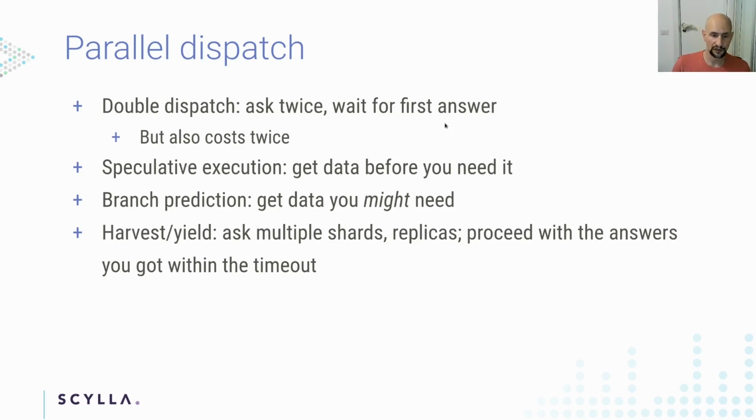Or there's another interesting pattern that's called harvest and yield, which combines a bunch of those, which means that we can ask in parallel multiple shards of data, and for each shard we can ask multiple replicas, and then wait for a deadline, and when the deadline arrives, then we proceed with whatever answers we got, and then we can tune on the completeness of answer and the latency that we're willing to absorb. Read about this more online. It's a very known pattern.